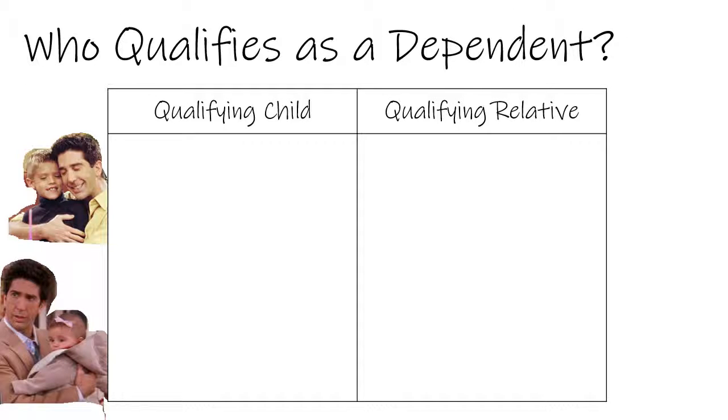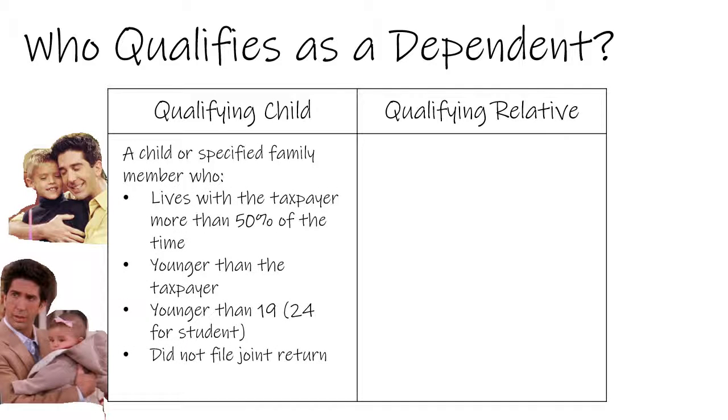So let's get into those requirements. In order to be a qualifying dependent, you can be one of two things: a qualifying child or a qualifying relative. So let's look at Emma from that last example. A child is a qualifying child if they're a child or specific family member who lives with the taxpayer more than 50% of the time, is younger than the taxpayer, is below age 19 if they are not a college student, and younger than 24 if they are a college student, and if they did not file a joint return.